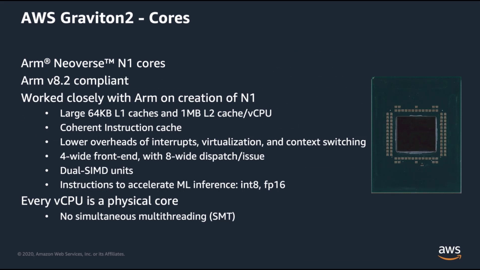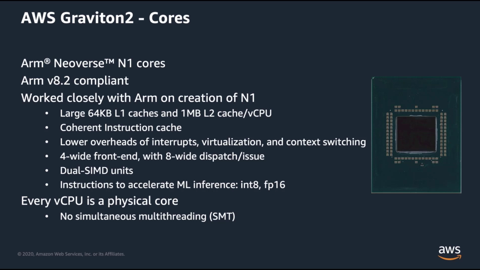Inside the Graviton2 processor, we have the ARM Neoverse N1 cores, which are ARM v8.2 compliant. We actually worked closely with ARM on the creation of the Neoverse N1, bringing to the table our large experience at running servers in the cloud.